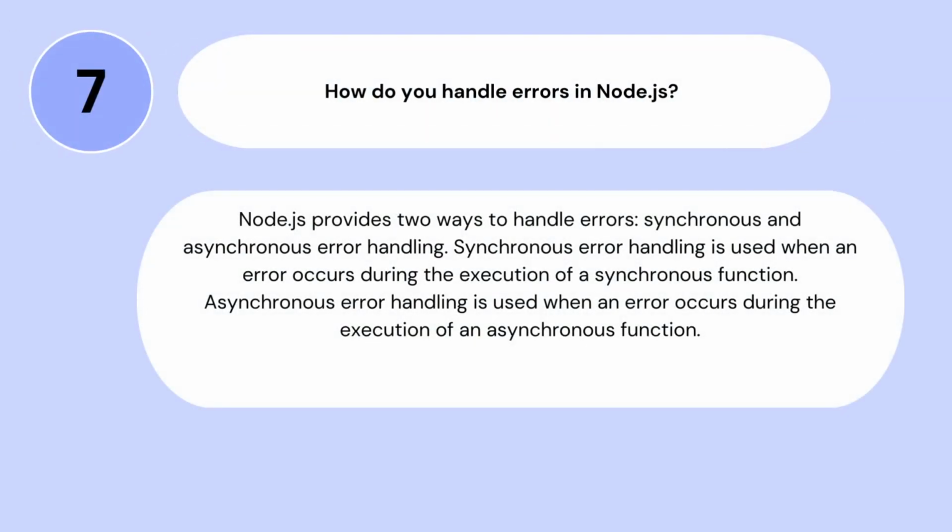How do you handle errors in Node.js? Node.js provides two ways to handle errors: synchronous and asynchronous error handling. Synchronous error handling is used when an error occurs during the execution of synchronous functions, and asynchronous error handling is used when an error occurs during the execution of asynchronous functions.